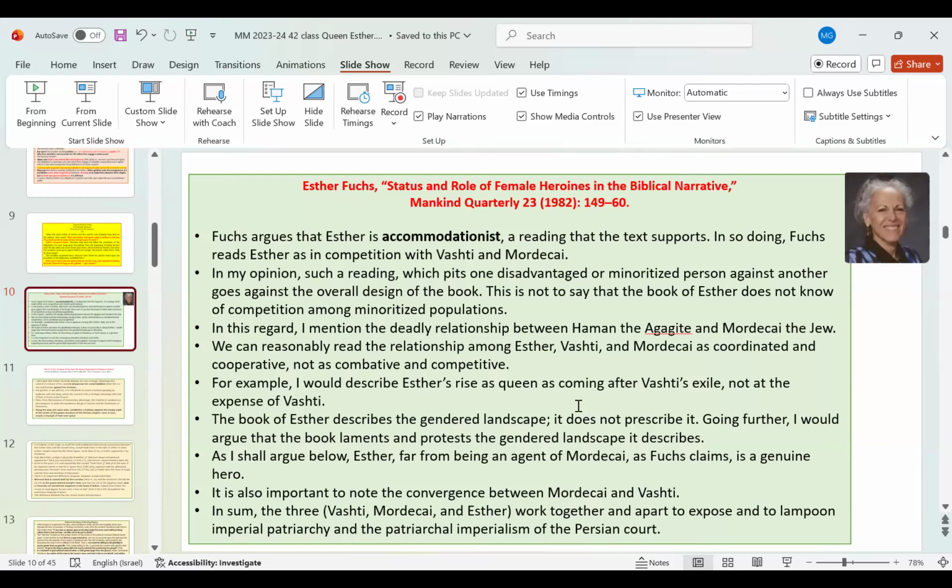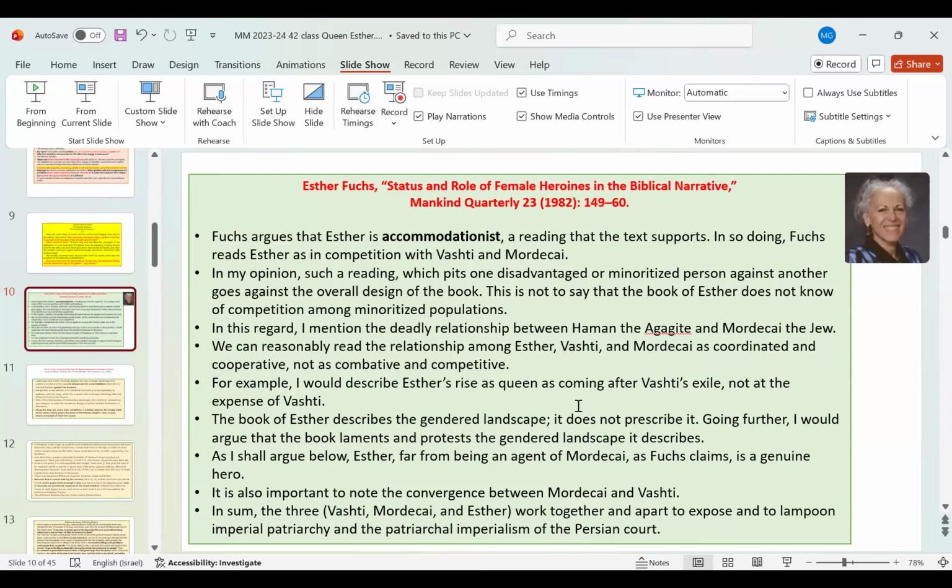So she sees the relationship between them as coordinated and not as competitive. Although they are in competition, she doesn't see that. In other words, because what happens? Esther rises as queen after Vashti's exile. She's not the cause of Vashti's being exiled. Notice, by the way, no one knows if she was killed or not, so a lot of people read it as an exile and not that she died. All right.